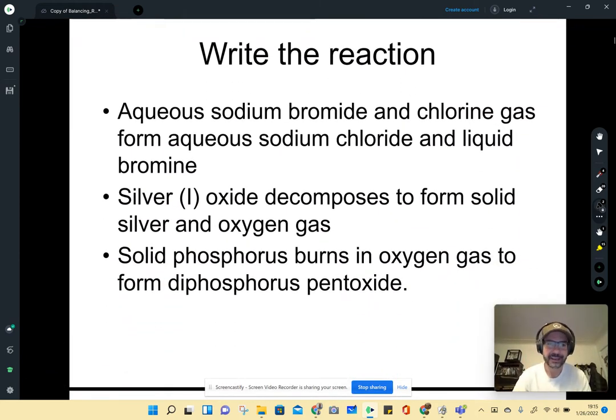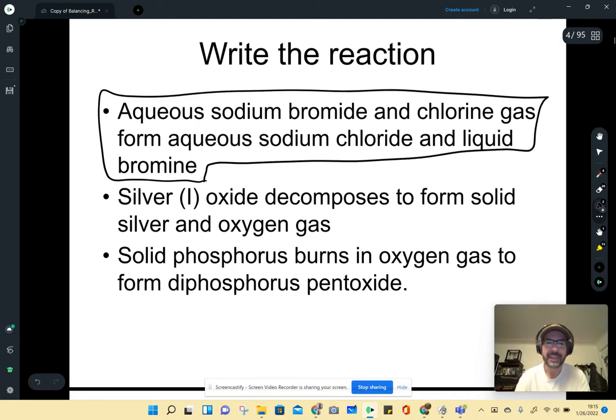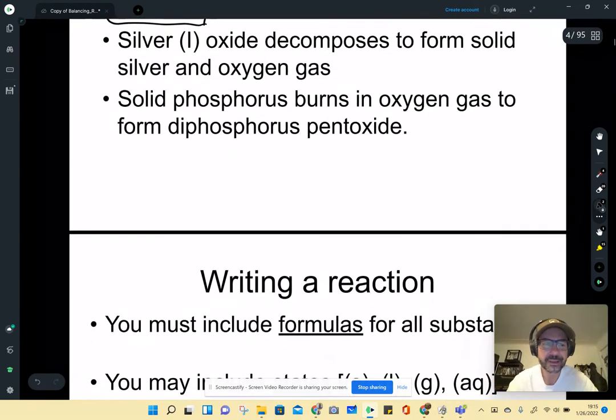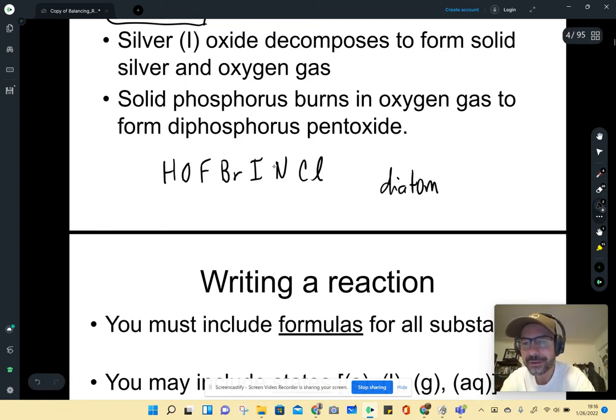So we're going to look at this reaction right here. Aqueous sodium bromide and chlorine gas form aqueous sodium chloride and liquid bromine. Couple things you need to remember. Don't forget your Hofbrinkels. And what I mean by that, if you look at the back of your periodic table, you've got this written out. In the back, these are all your diatomic atoms. Sorry, molecules.